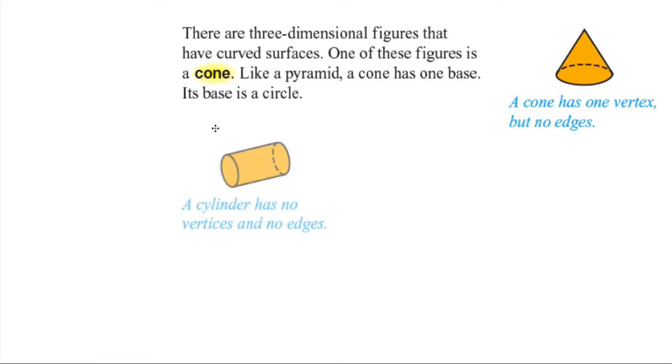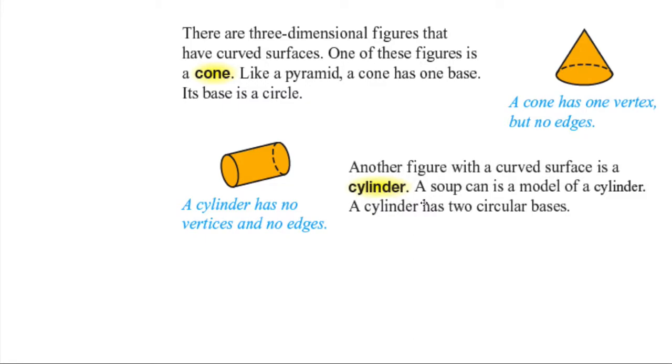Okay? So this is a cylinder, another three-dimensional figure. It has no vertices and no edges. And the thing that's different between a cylinder and a cone is that a cone only has one base. A cylinder has two bases. Okay, a soup can is a model of a cylinder. A cylinder has two circular bases. The similarity between these two is that they both have circular bases.